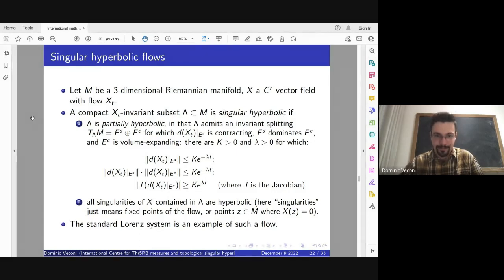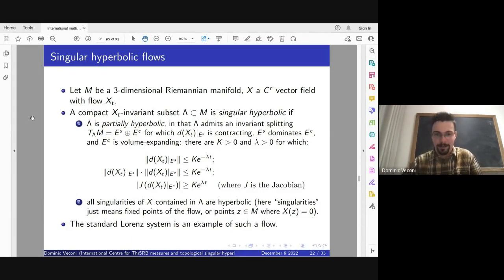Contraction means that the flow contracts vectors by a uniform rate, and also we have volume expansion in the central direction, meaning that the Jacobian of the flow is expanding. If you have this partial hyperbolicity for the flow, and also all singularities of X contained in Lambda are hyperbolic, then Lambda is a singular hyperbolic attractor. In this case, singularities does not mean that it's discontinuous like it was in the discrete dynamics case. Singularities here just means that these are fixed points of the flow, and they must be hyperbolic.